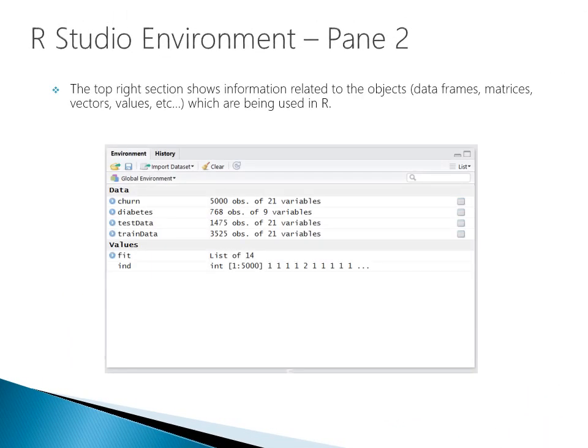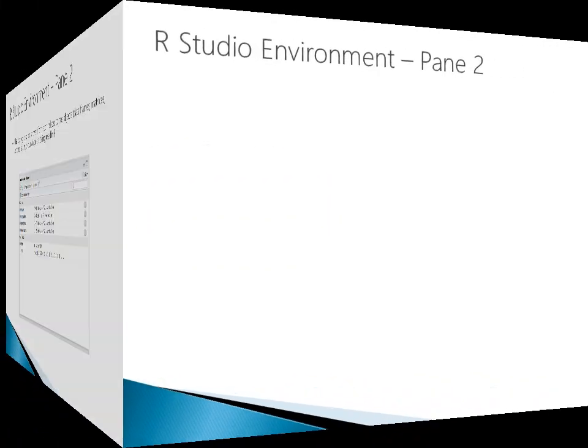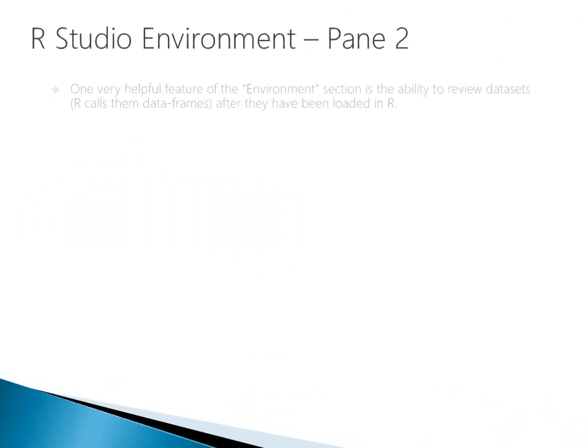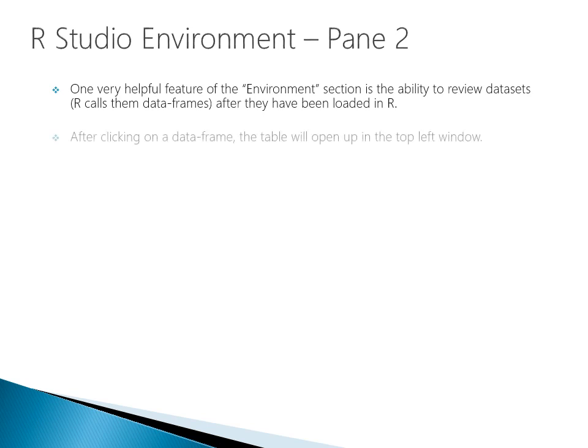The top right section shows information related to objects, and in the R world, the objects are data frames, matrices, vectors, values, etc., which are being used in this particular R session. One helpful feature of the environment section is the ability to review datasets, which R calls data frames, after they've been loaded in R.